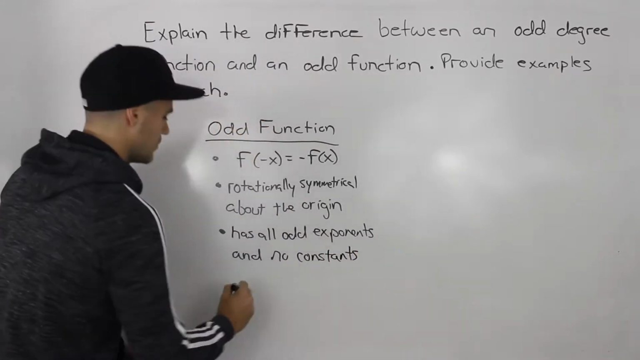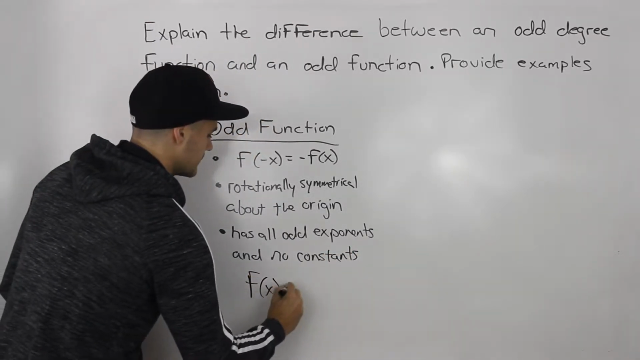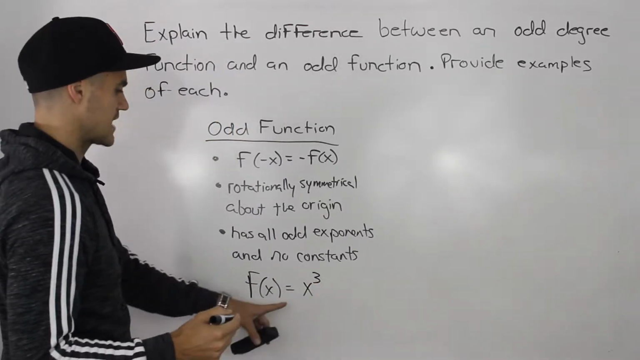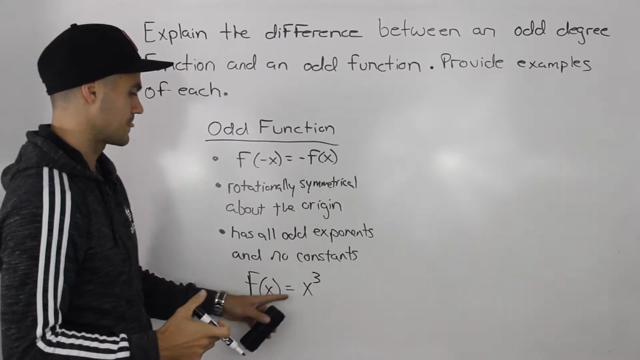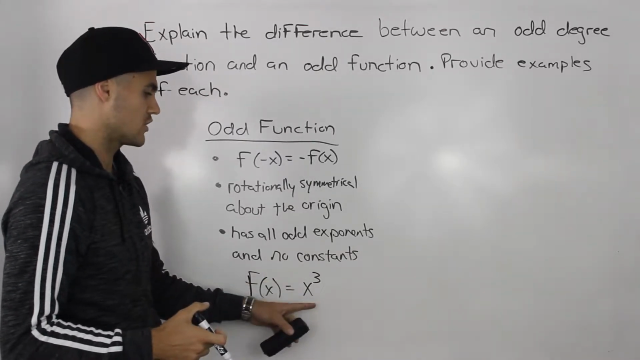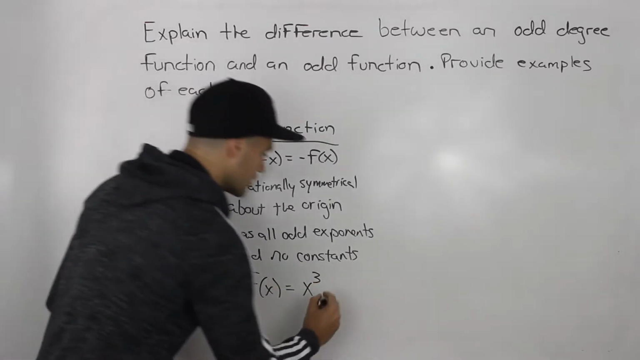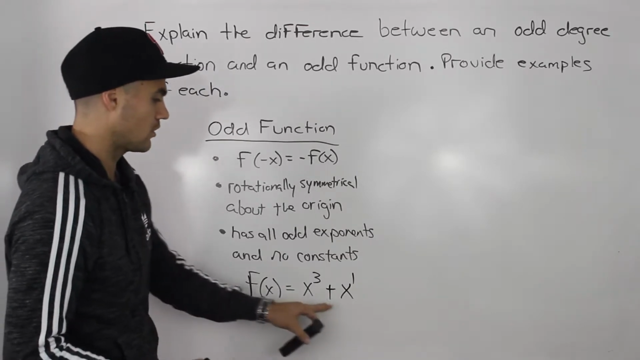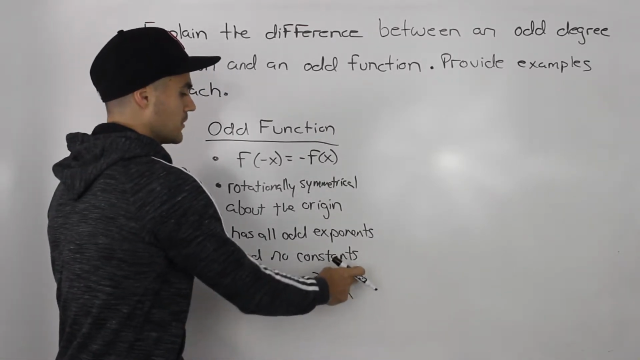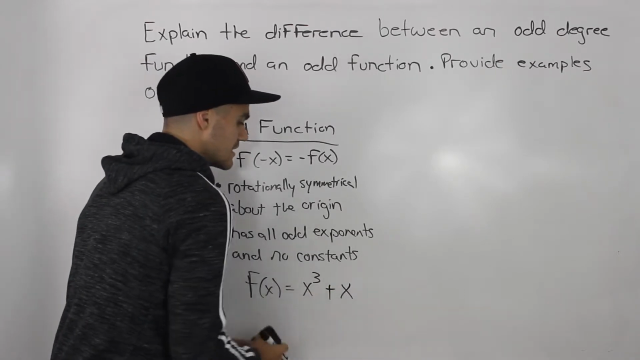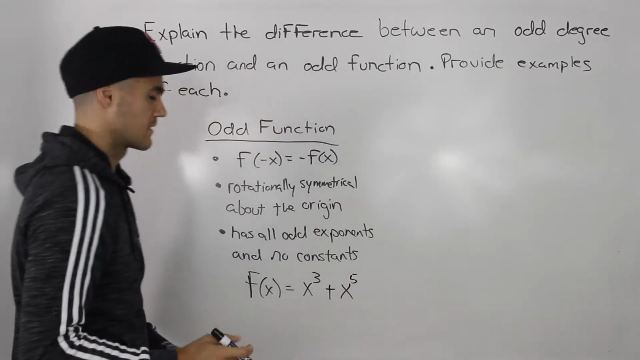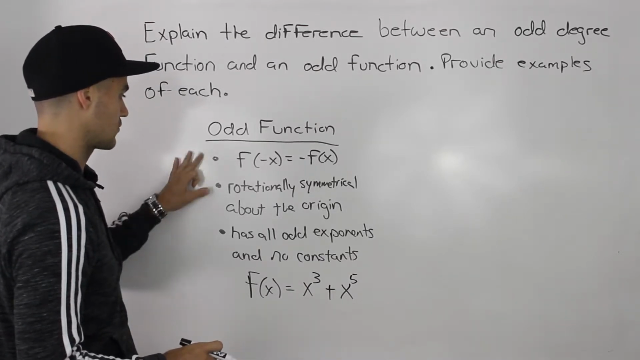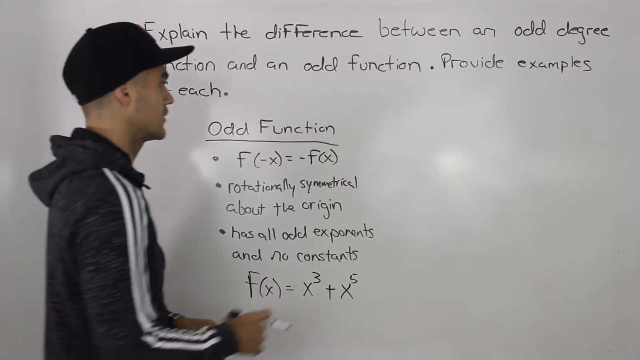All right, so for example, something like, let's say, x cubed. Notice how there are no constants and the variable only has an odd exponent. You could also add x here, x to the power of 1. No constants and all the variables have an odd exponent, 1 and 3. Or this one can be instead, let's say, 5. All right, so those are the characteristics of an odd function.